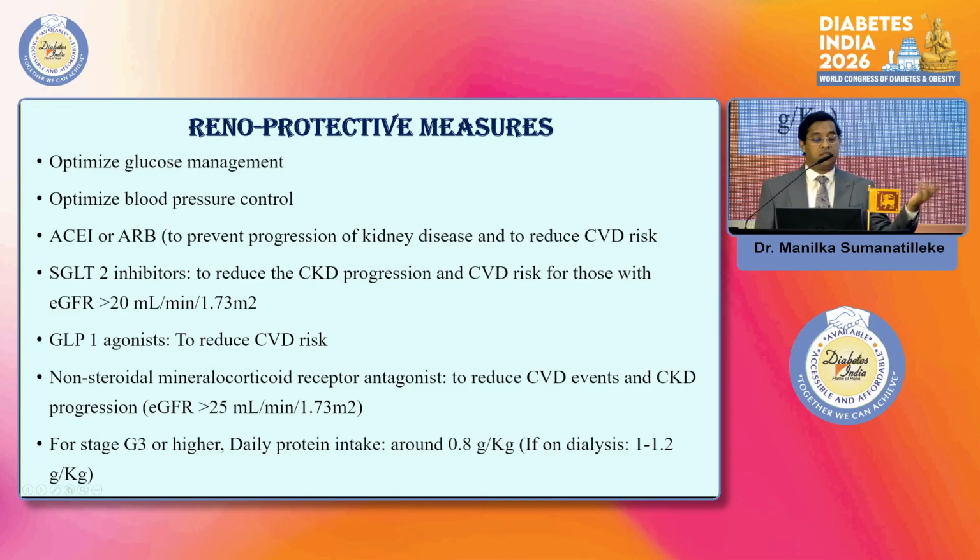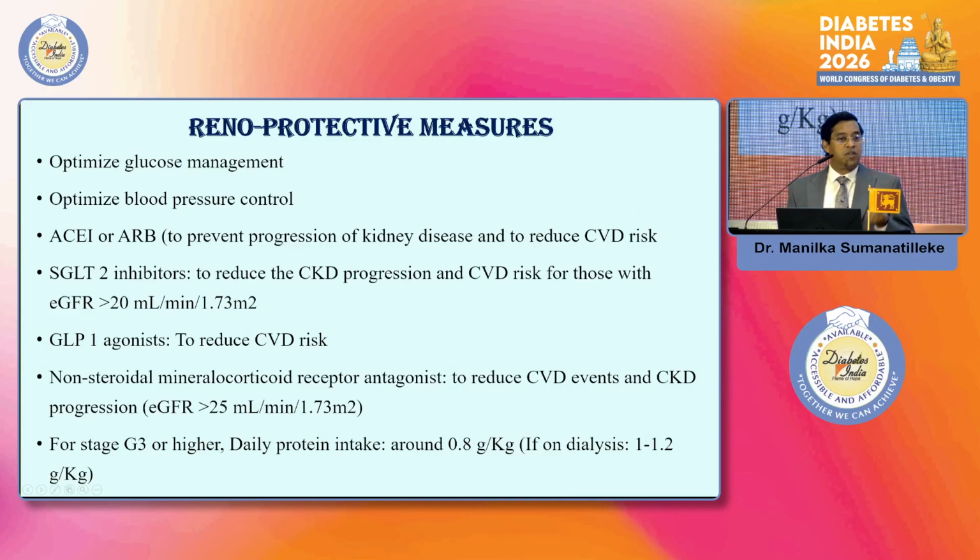But now there is evidence for GLP-1 receptor agonists. I will show you the evidence there. Not only cardiovascular risk reduction, but there is renal risk reduction as well. And the latest non-steroidal mineralocorticoid receptor antagonist, finerenone, I think it's available in India, although it's not there for us. Spironolactone, the older medication. And of course, about the protein.